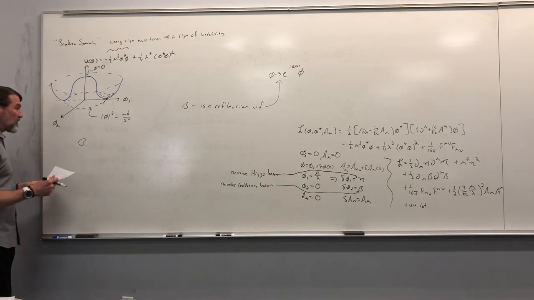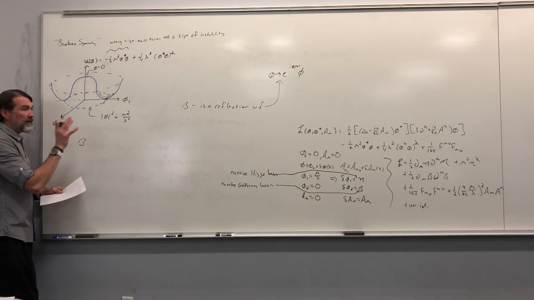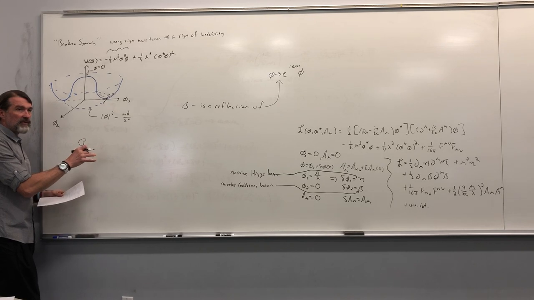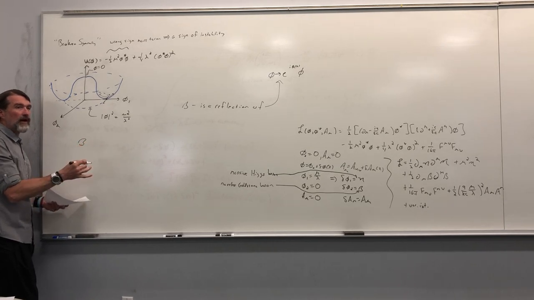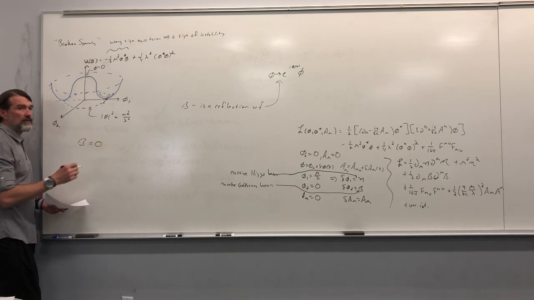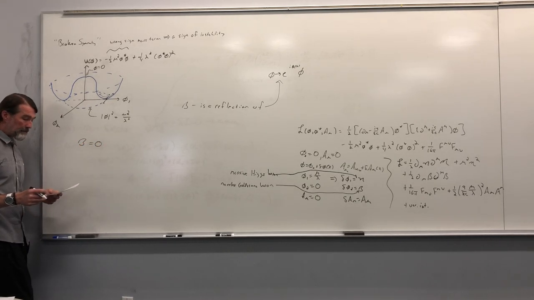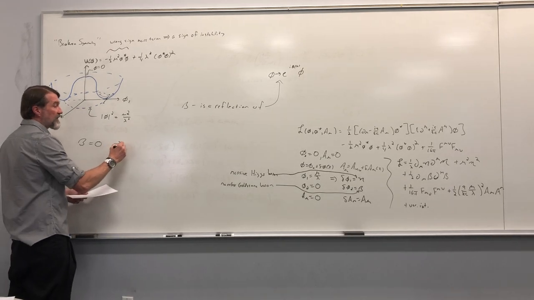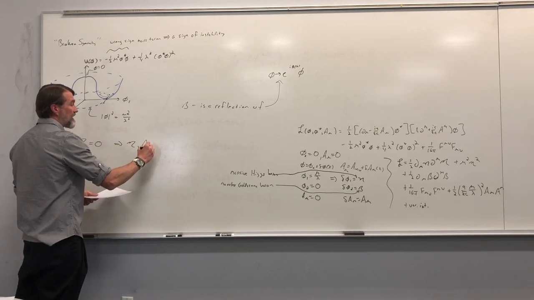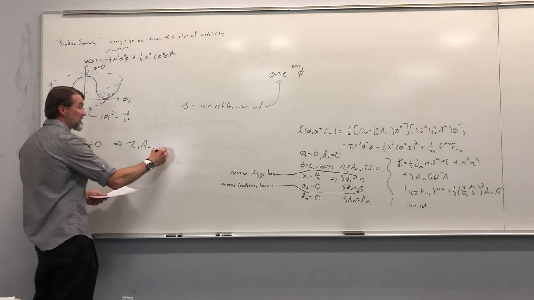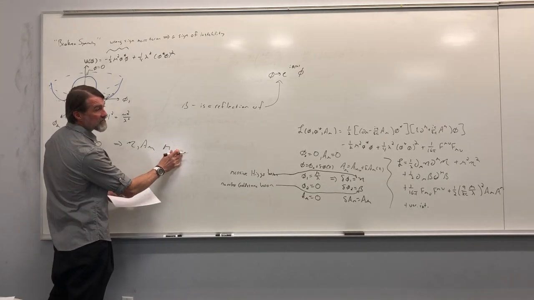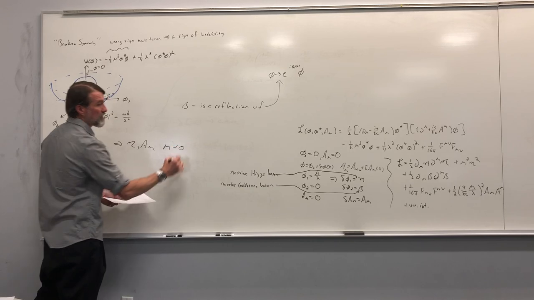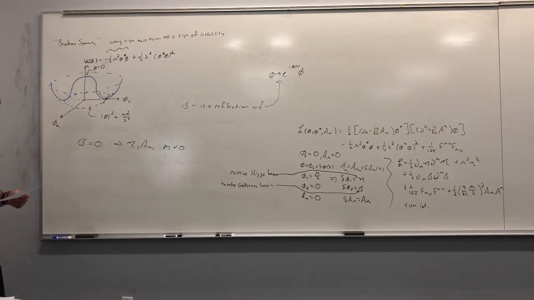What we can do, because beta is non-physical, is we can just set it to any value we want. Well, let's just take 0. This, of course, leaves our theory in terms of eta and a mu, both of which have masses which are not 0.